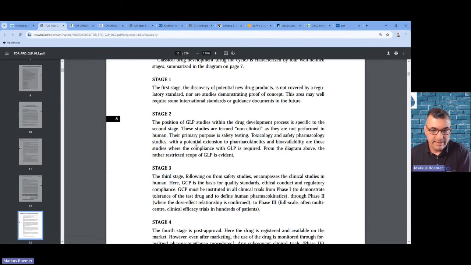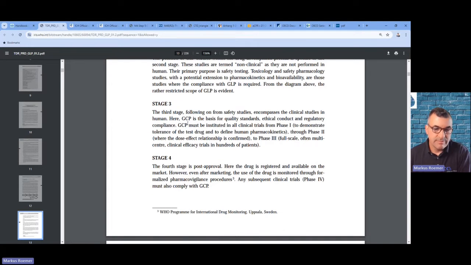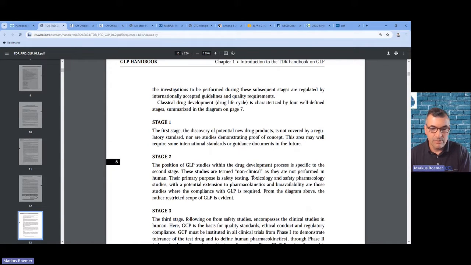So here also you see stage 3 belongs to GCP, very well described in simple words, and in stage 4 you hopefully get the marketing authorization. And then here they also have a link that's very interesting to the pharmacovigilance procedure. So there we are at GVP. Okay, but today again, going back to GLP.